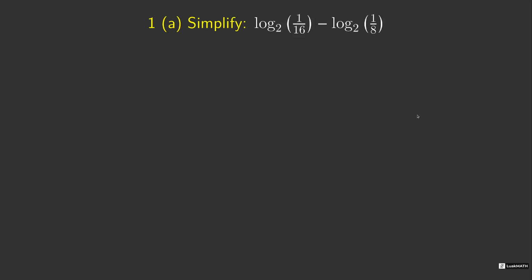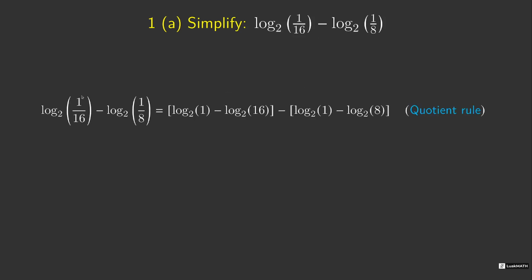Okay, first one, simplify log of 1 over 16 to base 2 minus log of 1 over 8 to base 2. First thing, we notice that the bases are the same, so we can use some log rules, and that's what we do here. So first of all, we use the quotient rule. Remember the first term right here, 1 over 16, I can use the quotient rule. So it becomes log of 1 to base 2 minus log of 16 to base 2.